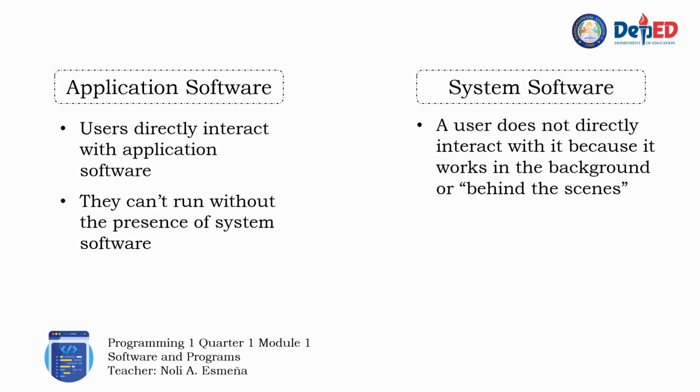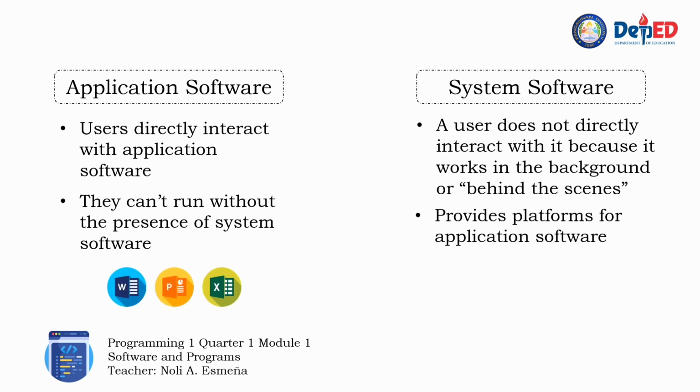Application softwares can't run without the presence of system software, while system software provides platforms for application software. Examples of application software are Microsoft Word, PowerPoint, and Excel, while examples of system software are Windows, Android, and Apple.